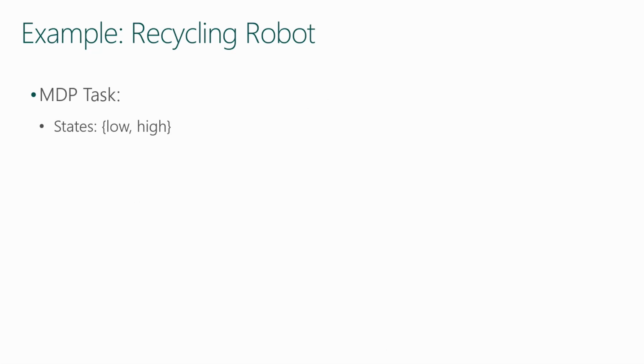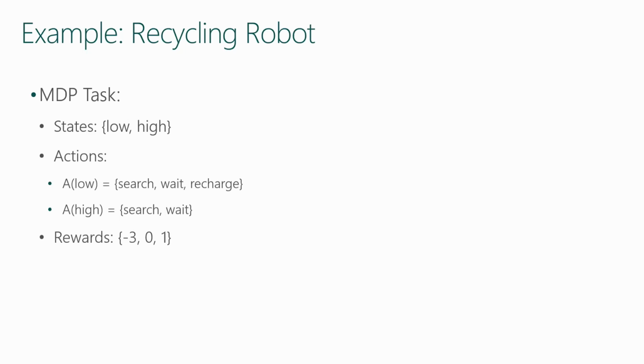As an MDP task, we're going to define the states to be low and high for the battery. We're going to say its actions are search, wait, and recharge when it's in the low state. And the actions for when it's in the high state are just going to be search and wait. There's no reason for it to go recharge if it's already in the high state. So as a design point, we'll just leave that action out here.